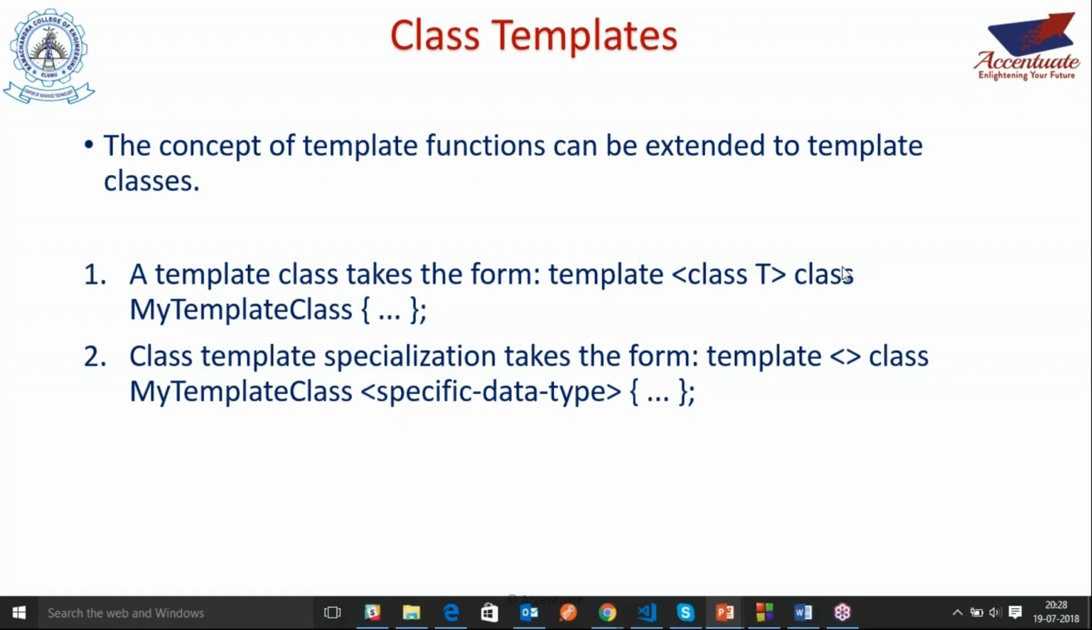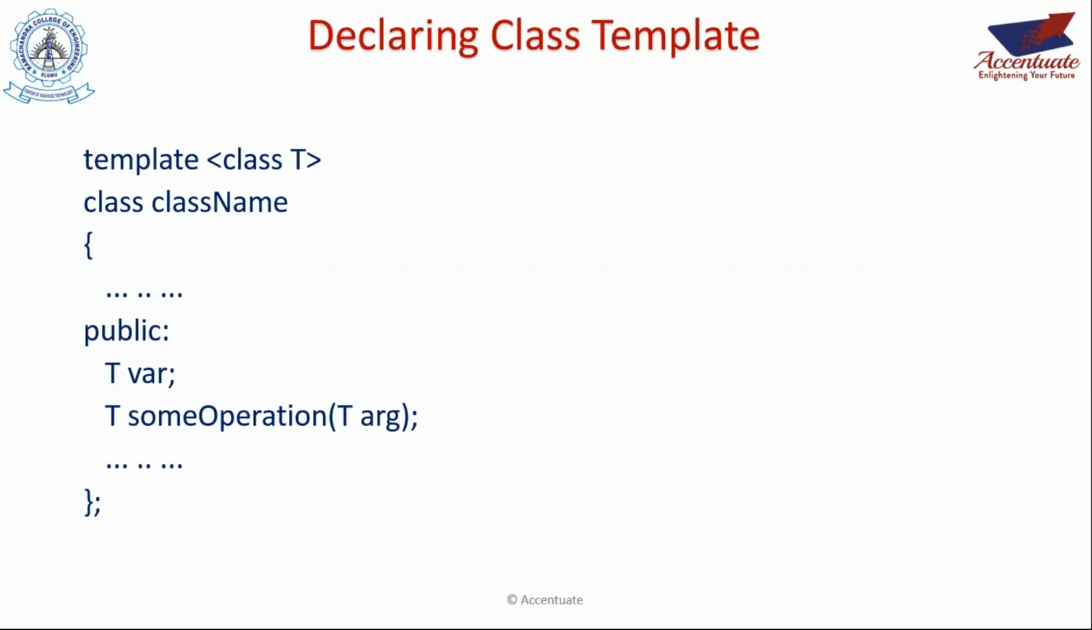So template class, then the class name is given, and the class template specialization takes the form like what you see right in front. Maybe that could be clearer if I go with a syntax. As you see in this syntax, we have the same pattern. The first line is the same, template class and the T. Instead of the function declaration, we go straight to the class declaration. Wherever you have int or char or float to be displayed, you will use the letter T. As you see in public, T var. T and then the variable name.